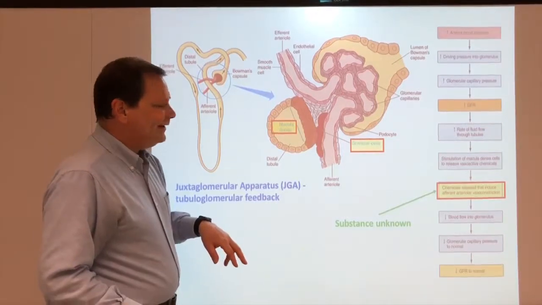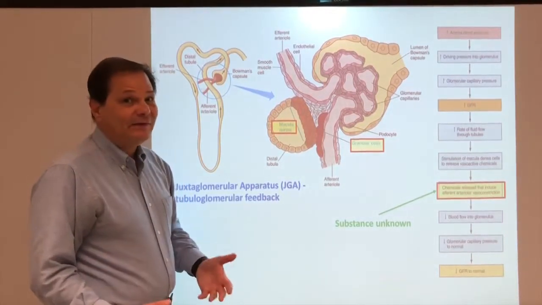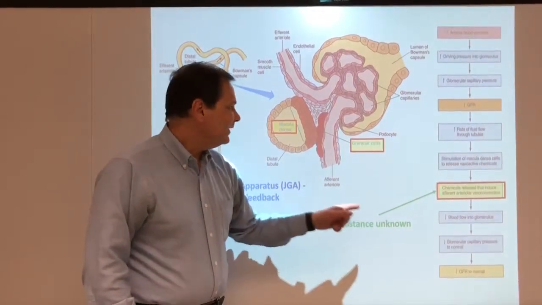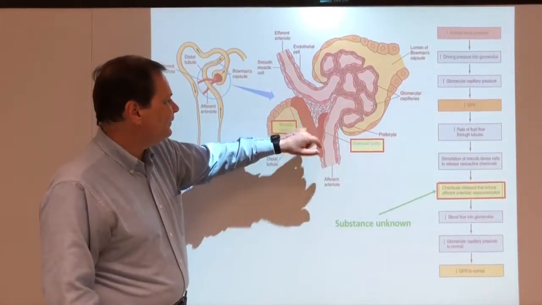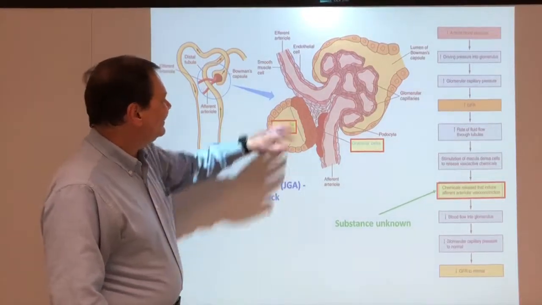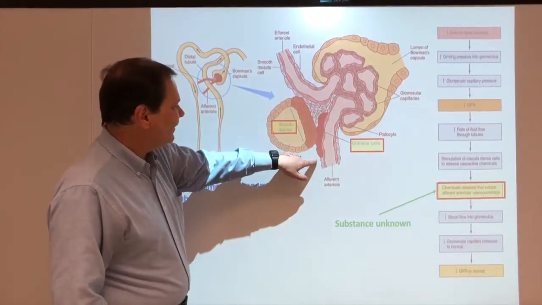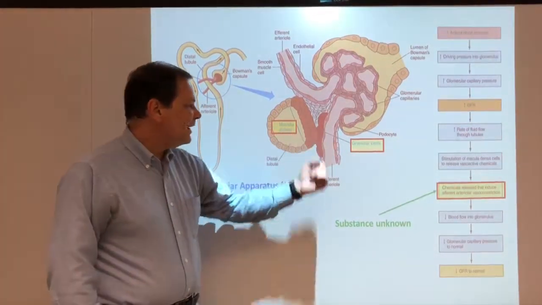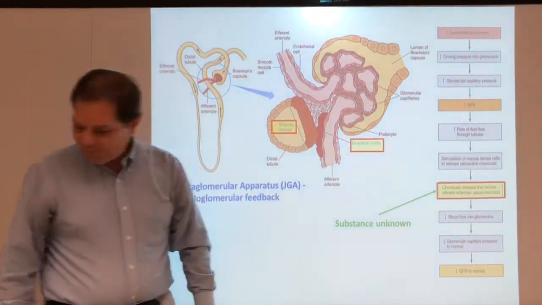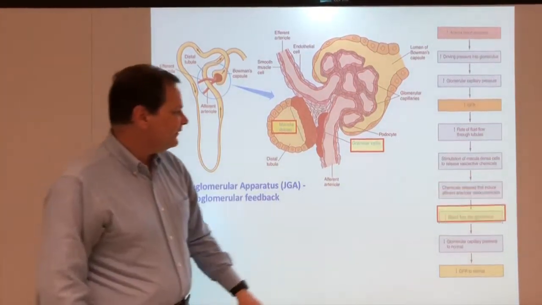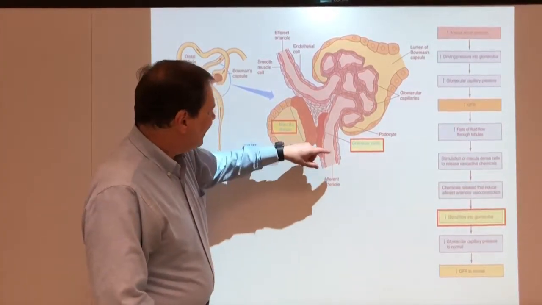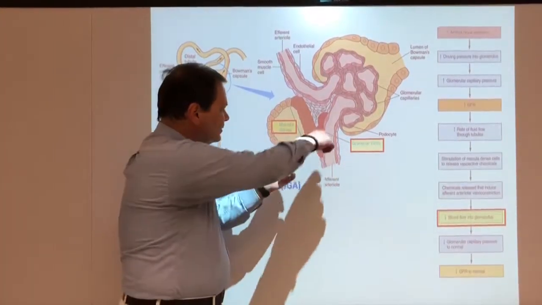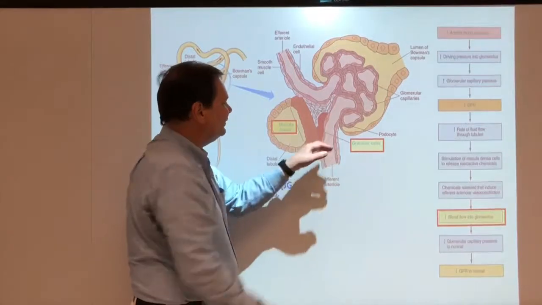It's thought that it might be ATP or adenosine or something related to that, but the bottom line is the substance is unknown. Nevertheless, it's secreted locally and it diffuses. What it does is it hits the afferent arteriole primarily, mostly, and it causes contraction of the arterioles. So you would get an increase in resistance to flow. It's like kinking a hose.